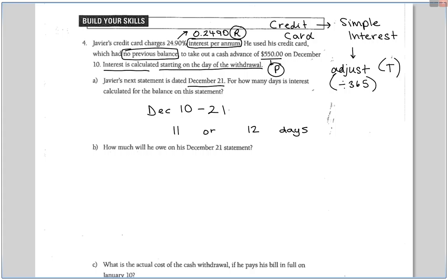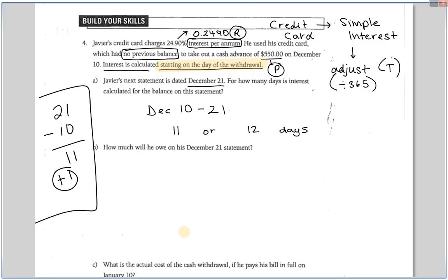What does it say in the question? Starting on the day of the withdrawal. So December 10th. Use your fingers. 10th, 11th... 19 is 10. 20, 21. So in general, guys, you can subtract and then remember to add 1. Did you guys catch that? You can subtract the days and then just add 1.